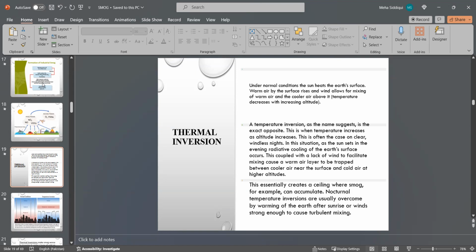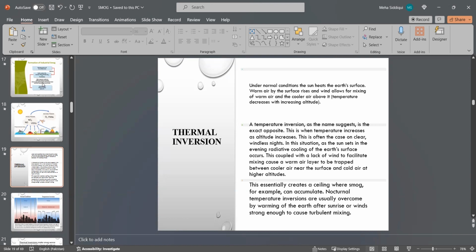But in temperature inversion, as its name suggests, it is exactly opposite. It is when temperature increases as altitude increases. This is often the case on clear windless nights. In this situation, as the sun sets in the evening, radiative cooling of the Earth's surface occurs. This, coupled with the lack of wind to facilitate mixing, causes a warm air layer to be trapped between cool air near the surface and cold air at higher altitudes. And then it creates a ceiling where smog, for example, can accumulate.